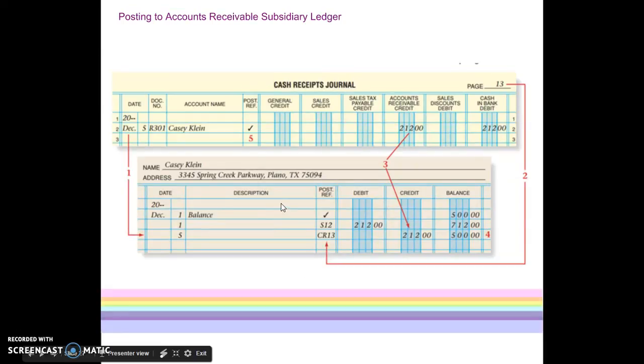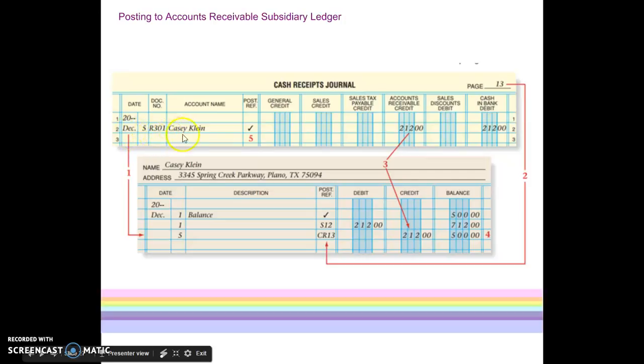Now, this is something that you have been introduced to, but we have not actually practiced yet. This is the posting to the accounts receivable subsidiary ledger. Remember, the accounts receivable subsidiary ledger is where all of our customers are kept in a subsidiary ledger so that we know how much money is owed to us by each individual customer. So the posting for this transaction would look like this.